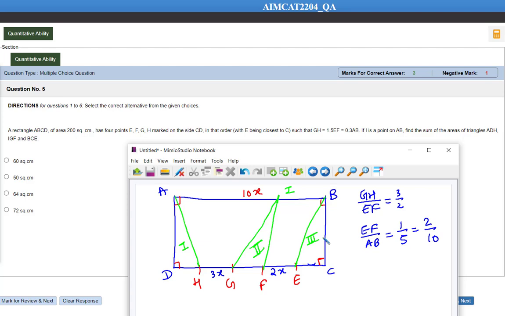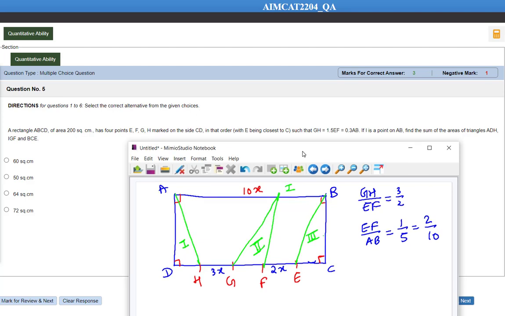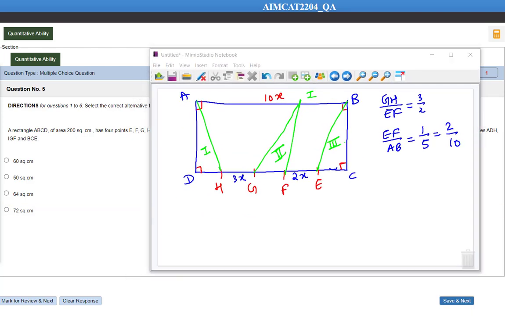Over here this is the rectangle, so all these 3 triangles have the same height. So what I can do is directly write the area. Look here, area is equal to what?